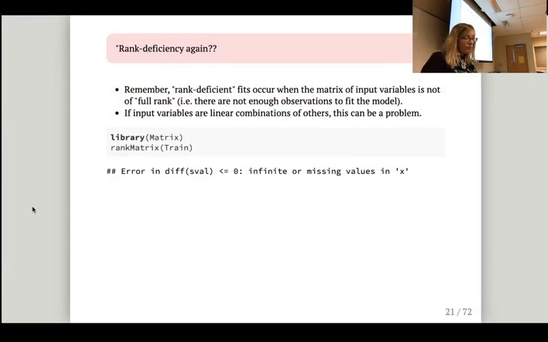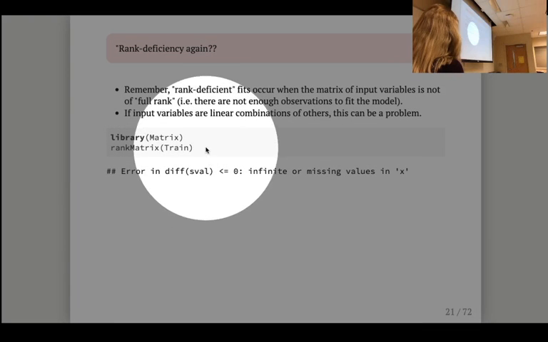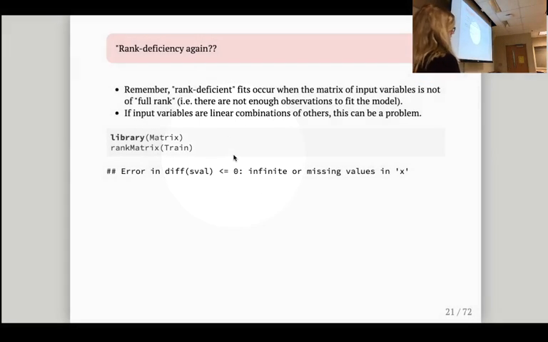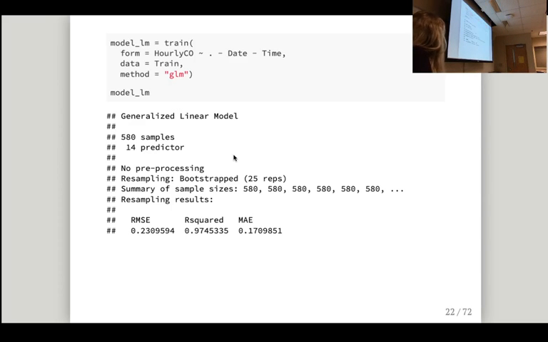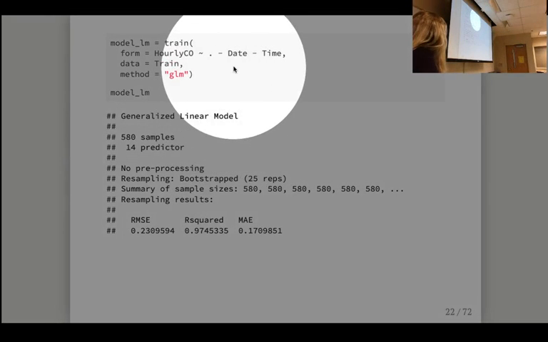Now, this again happens when the matrix of input variables is not of full rank. In other words, there aren't enough observations available to fit the model. If input variables are near linear combinations, like Josh said, if they're strongly correlated, this is a problem. If we don't have enough repetitions of a certain category, it's also a problem. So instead, what we could do is maybe remove date and time from the model.